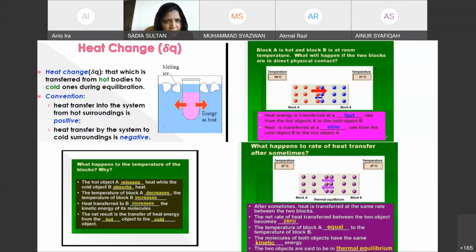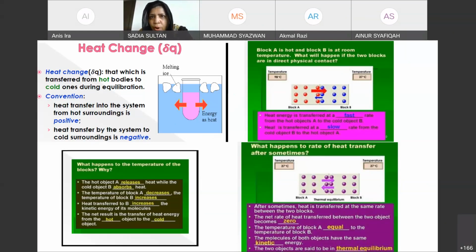Heat transfer by the system to the cold surrounding is negative. Heat transfer into the system from a hot surrounding is positive. If your surrounding is hot and heat is transferred into the system, it is positive. If heat is transferred by the system to the cold surrounding, it is negative. Okay, these are very good examples.